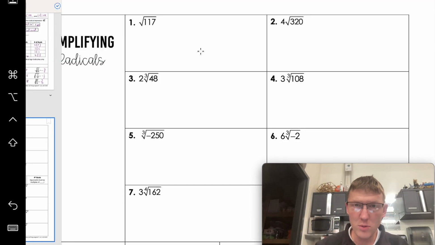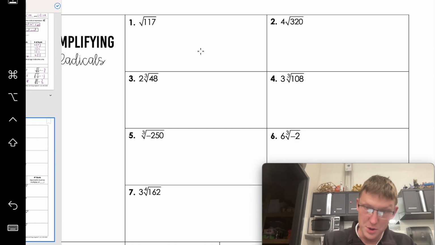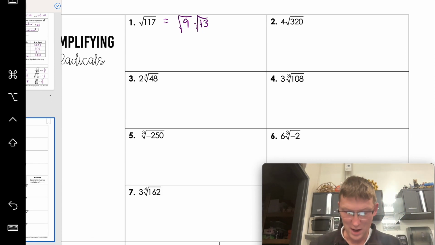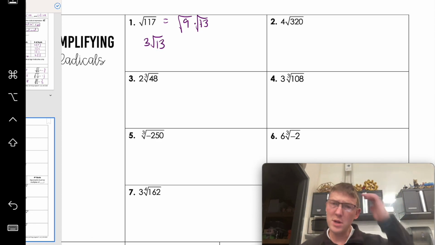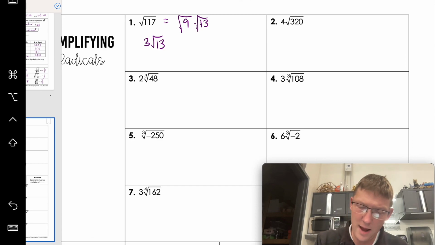So 1 and 2, we're going to start with our square roots. We just need to simplify. If we put square root of 117 in our calculator, we're going to get a decimal. So normally, we could rewrite 117 as 9 times 13, and it'd be the square root of that and the square root of that. And then we would get 3 square root of 13. If you didn't know that off the top of your head, which I sure as heck didn't, you would have to do that factor tree that I showed you.